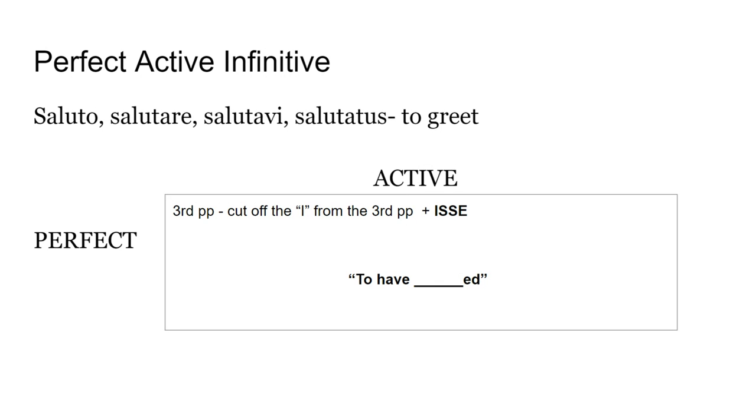And to go back into the box, where perfect and active meet is the perfect active infinitive. You find your third principal part. Here that will be salutavi, and you're going to cut off the I from the third PP.